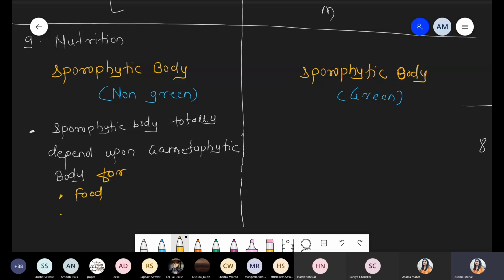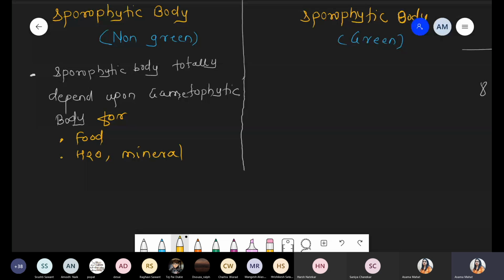As well as dependency for the water and the mineral, because this sporophytic body doesn't have a root-like structure; rhizoids are part of the gametophytic body. We saw that toward the ventral side rhizoids are present to absorb water as well as minerals. They also depend for attachment. Because where is the sporophytic body attached? It is attached on the gametophytic body. On the gametophytic body, there is a development of the sporophytic body.